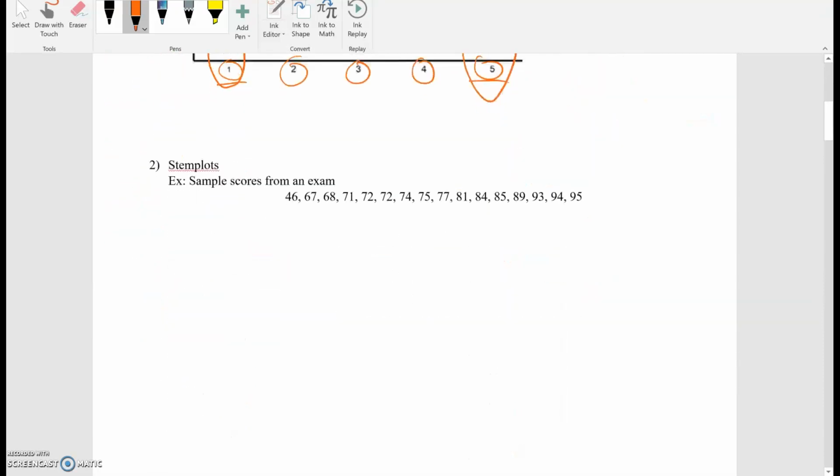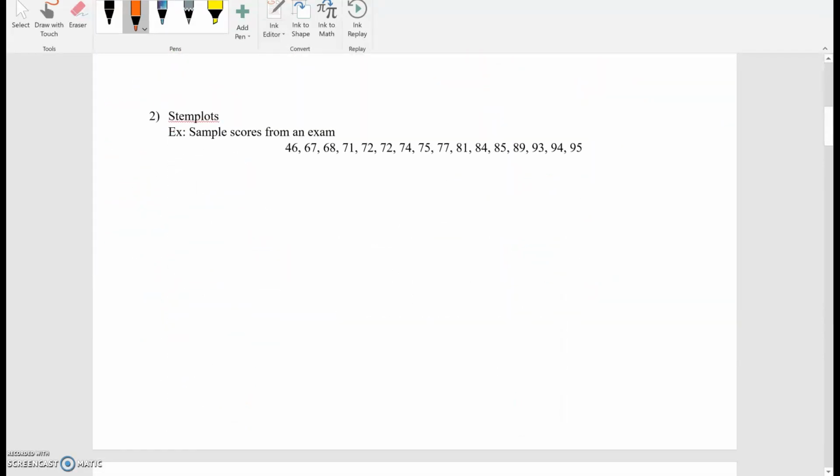Okay, so the stem plot. A stem plot is a little bit different than a dot plot. The way that we draw a stem plot, you basically start off with a line. My left-hand side is what we're going to call the stem, and the right-hand side is what we're going to call my leaf. My stem is represented by the number that's on the left.